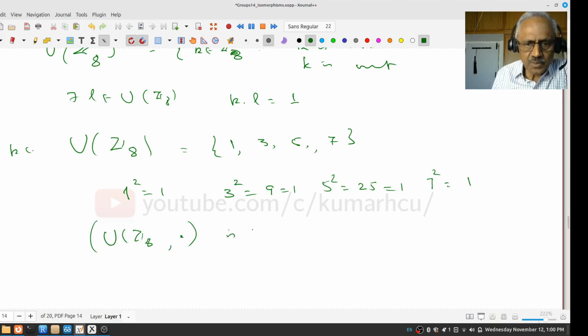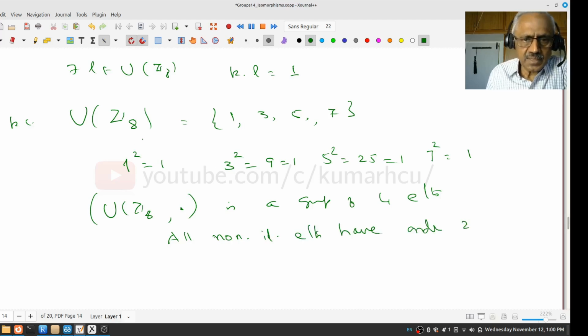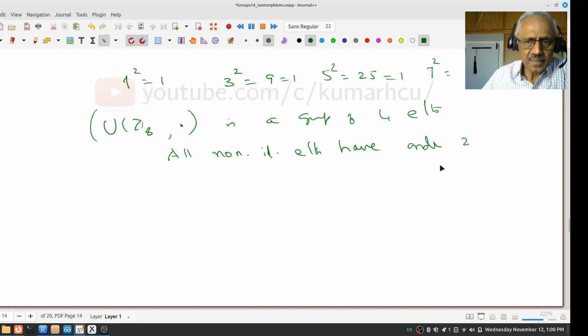So this U of Z8 under multiplication is a group of 4 elements. And what property? All non-identity elements have order 2, because 3 is not identity, but 3 squared is identity, 5 is not identity, 5 squared is identity, 7 is not identity, 7 squared is identity. Therefore, the order of each of these elements is 2, right? Okay. Now this is 1, let us call it G1.